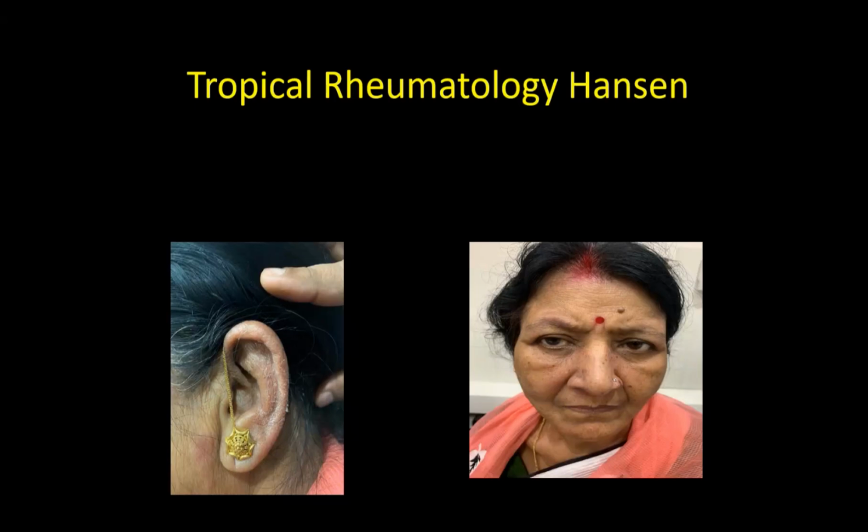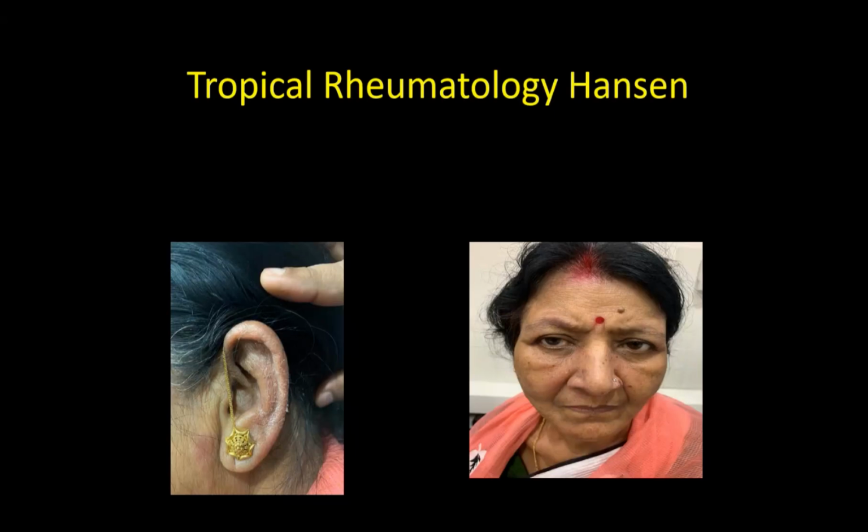This lady presented to me with a rash on the cheek, multiple plaques on the face and the ears associated with inflammatory polyarthritis. My first diagnosis was systemic lupus. But somehow, I thought that it may not fit in with systemic lupus. I examined the peripheral nerves, the ulnar nerve was thickened. I examined the ear lobule, there were multiple plaques there. I did a biopsy, and the biopsy showed classical Hansen's disease in reaction, erythema nodosum leprosum.